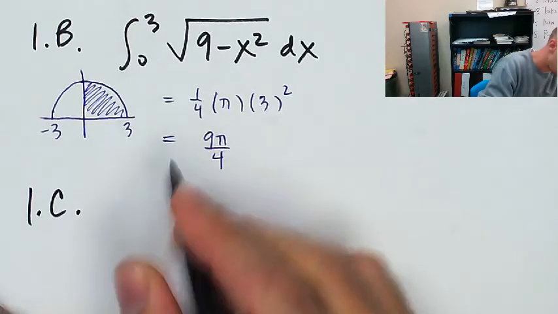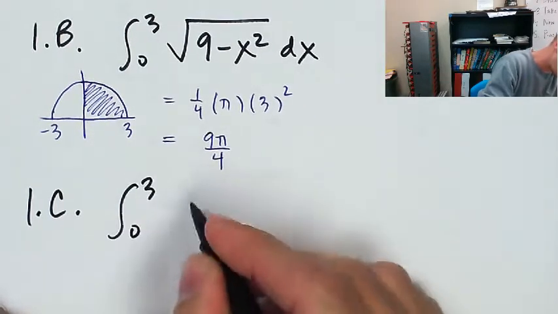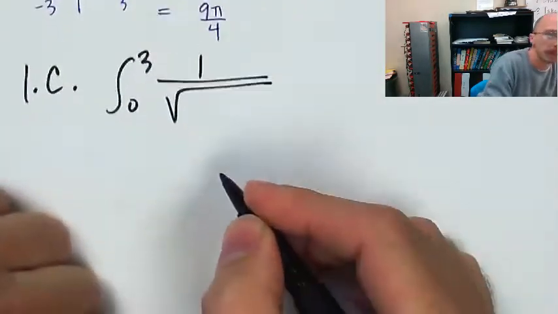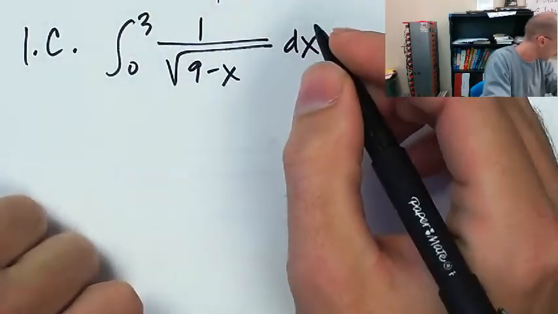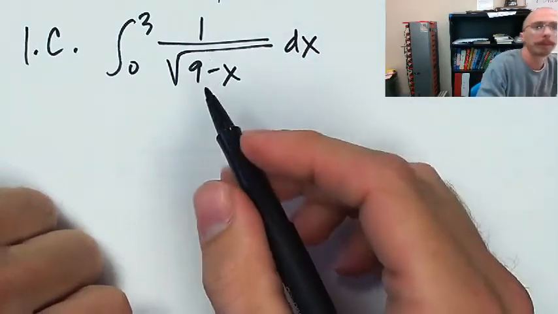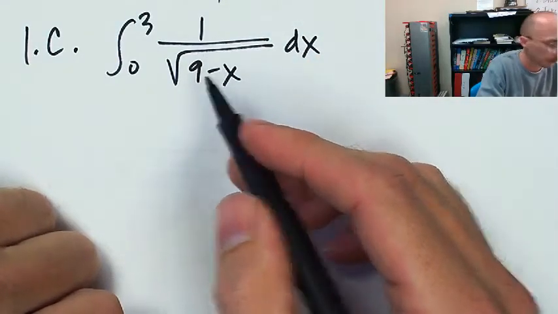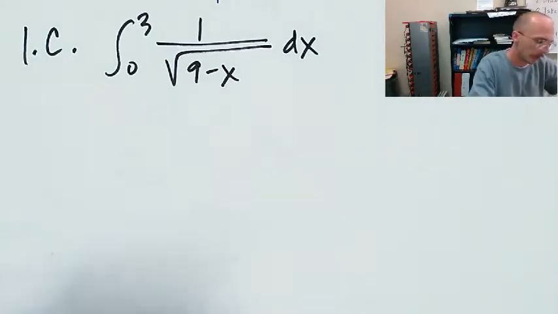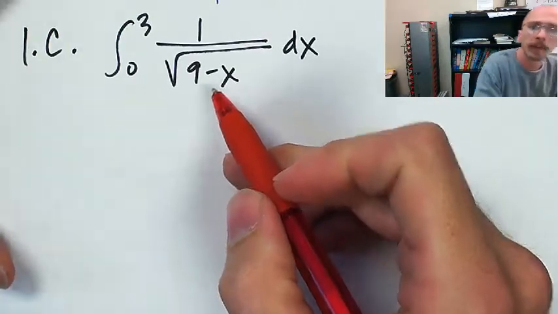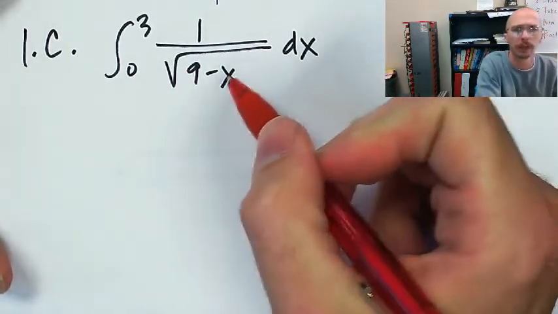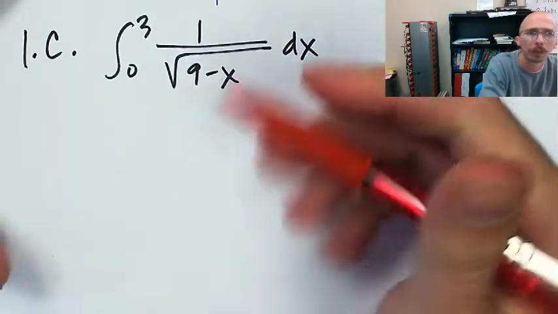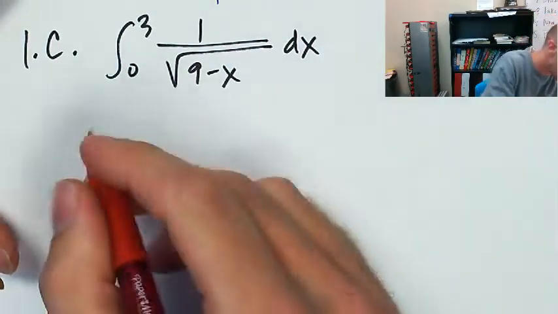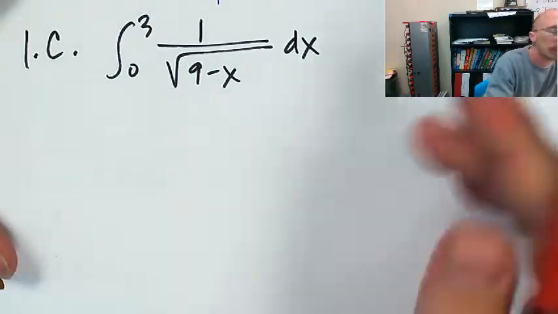1c. Integral from 0 to 3 of 1 over the square root of 9 minus x. Okay, this one, just like the first one, I'm going to rewrite as a negative power, but I do need to make sure that I'm not dividing by 0. If x was equal to 9, that would cause an issue for me, but that's not going to happen between x equals 0 and x equals 3, so this is not an improper integral. I don't have to worry or transform this to a limit.